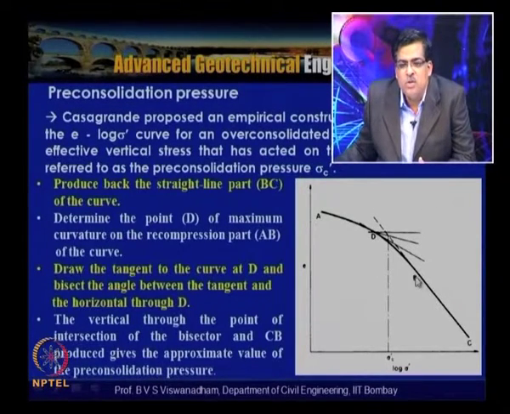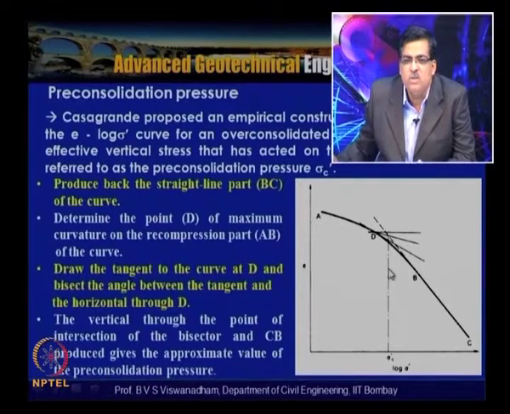So the procedure is like this. First, we have to draw a tangent to the straight line portion of the e-log sigma dash curve and extend this tangent backward. Secondly, we have to locate a point D of the maximum curvature on the recompression part of the AB curve.